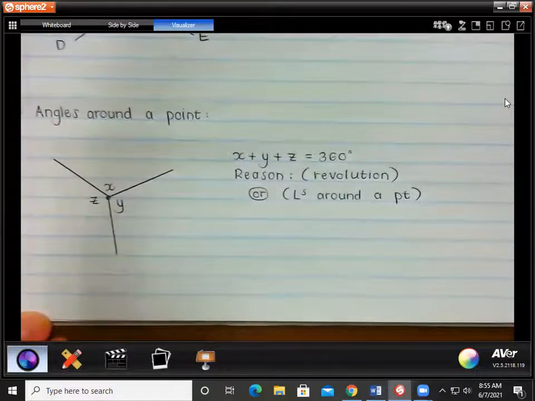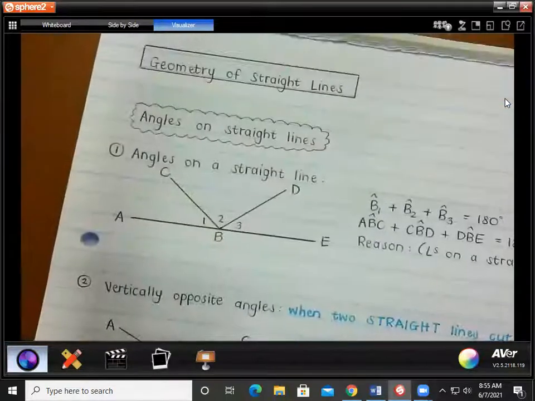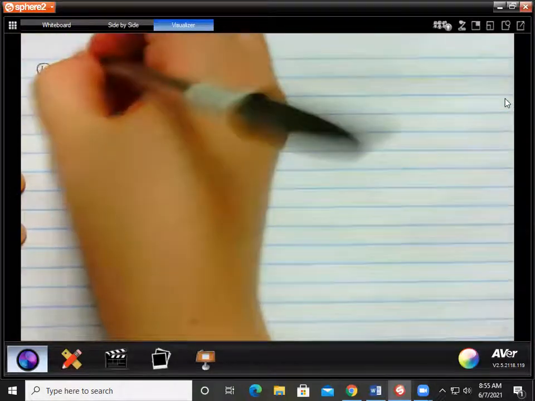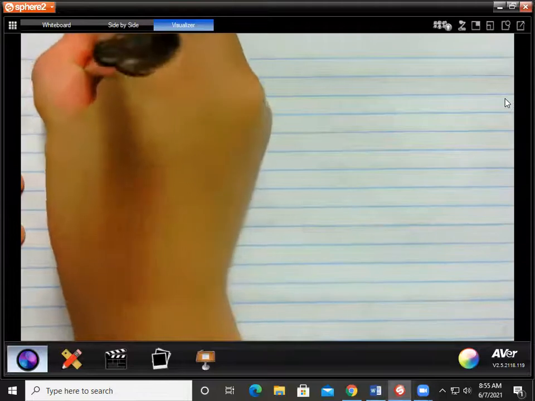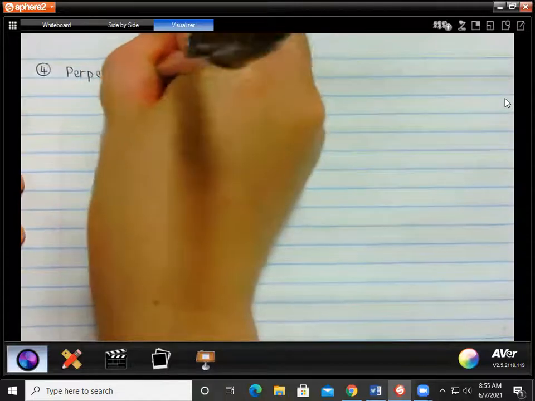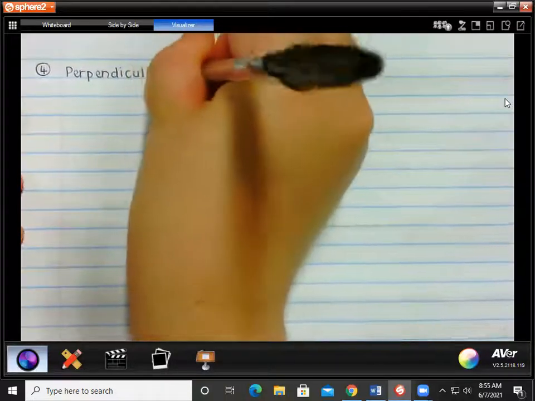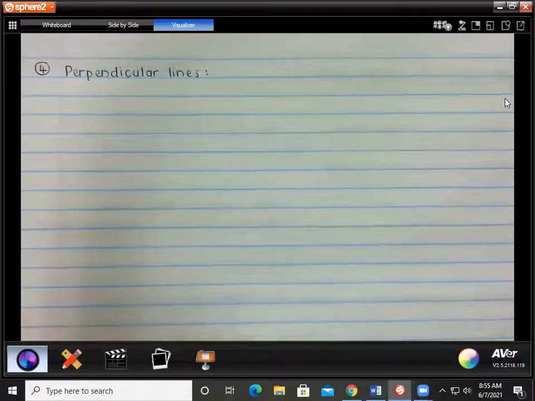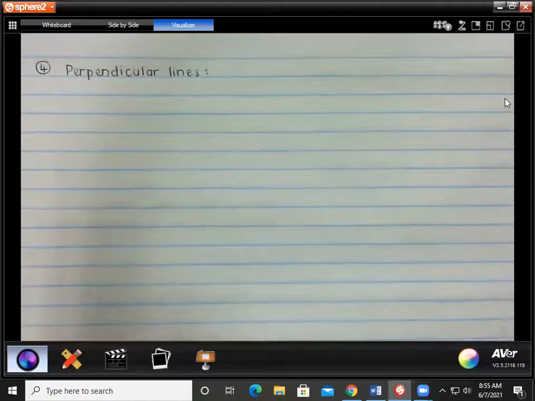Yeah, we're fine so far. I'm going to do one last one quickly, and then we're going to do a couple examples. Okay, the last one is perpendicular lines. And perpendicular lines are lines that meet at a 90-degree angle.